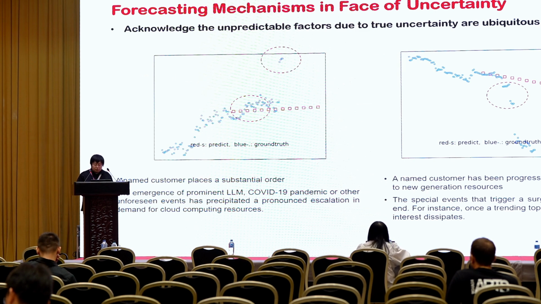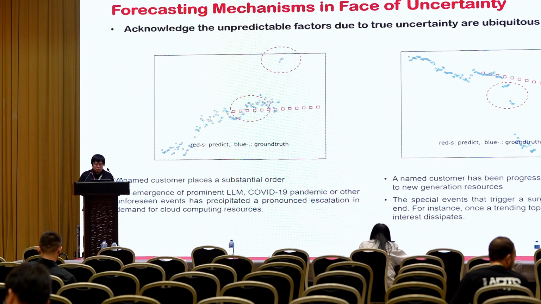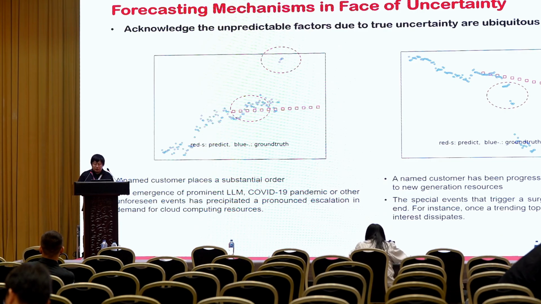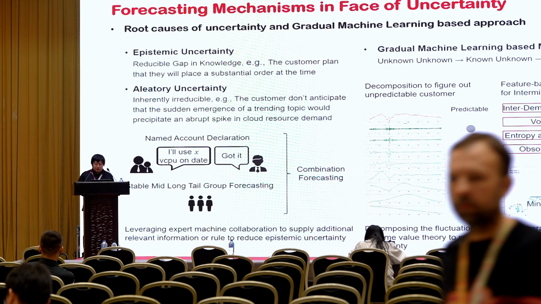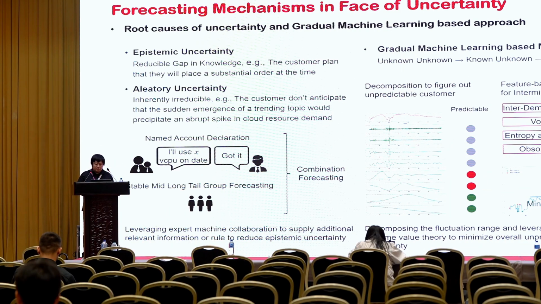First, we should acknowledge that the unpredictable factors due to true uncertainty are ambiguous. These two graphs directly depict the utilization patterns of a specific type of resource at some time. Modern forecasting mechanics designed to embrace uncertainty focus on jointly modeling to handle mainly two kinds of uncertainty, epistemic uncertainty and aleatory uncertainty.